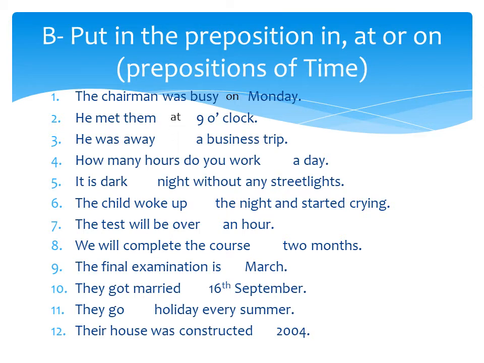He was away dash a business trip. This is a period of time, that's why we are using on over here. How many hours do you work in a day? It is dark dash night without any street lights. We always use at with night, so we will put at over here. But in sentence number 6, the case is different because the child woke up during the night. The time was not exact. That's why we will use in over here. The child woke up in the night and started crying.